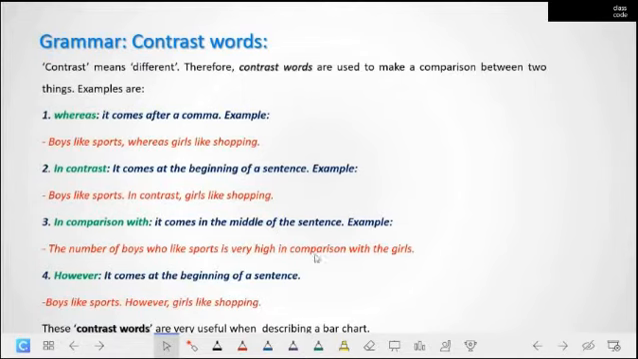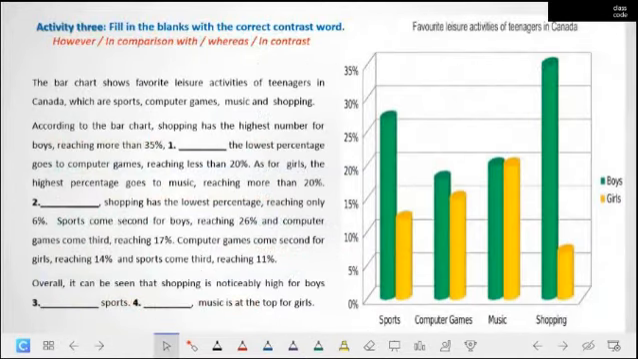I think it's time for the competition, or maybe there is an activity. Yes, there is an activity before we go to the competition. So 5 minutes for this activity as well. Fill in the blanks with the correct contrast words. We've got however, in comparison with, whereas, and in contrast. So take 5 minutes and fill in the blanks with the correct contrast words.